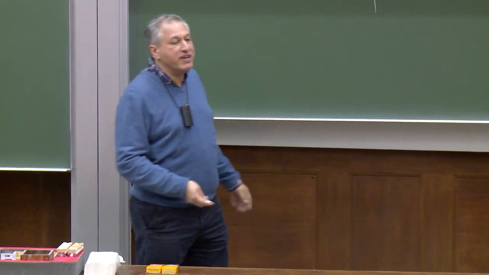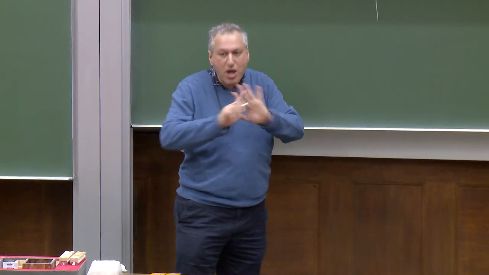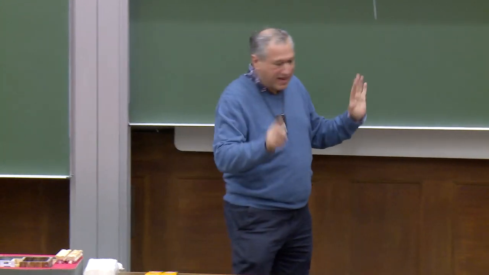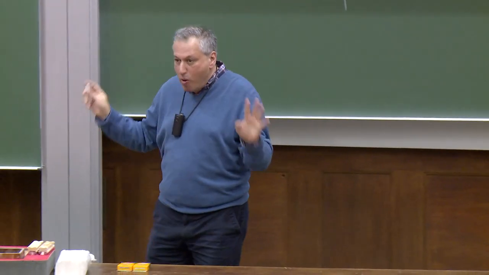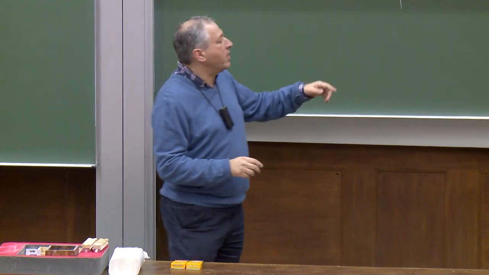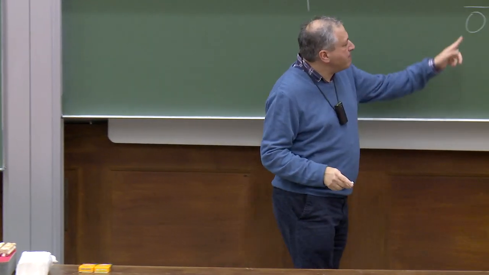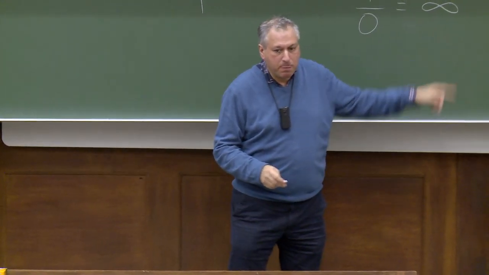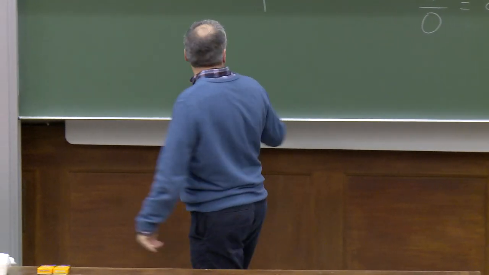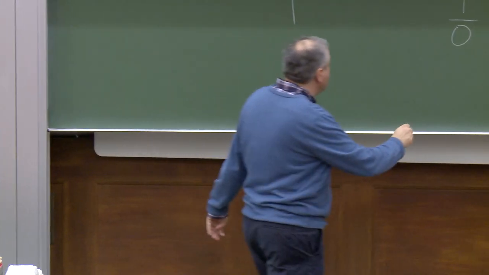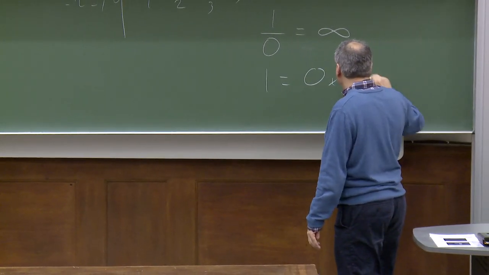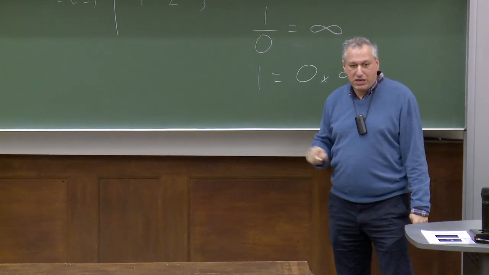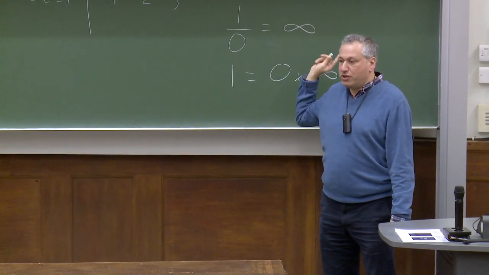Suppose 1 over 0 is infinity. I'm going to show you there's no such thing, you just can't have it. Again, assuming that we don't redo the normal rules of arithmetic. So off we go. Let me multiply both sides by 0, so I'm clearing the fraction. It would follow from this that 1 is 0 times infinity.